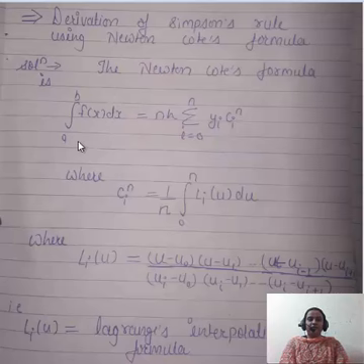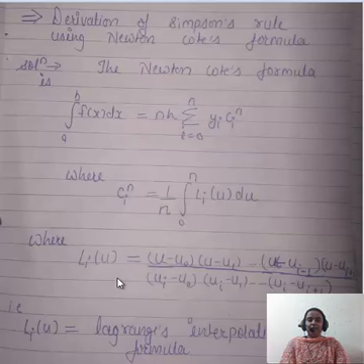Integration from a to b of f(x) dx is equal to nh times the summation from i equals 0 to n of y_i c_i^n. Again, where c_i^n is equal to 1/n times the integration from 0 to n of L_i(u) du.